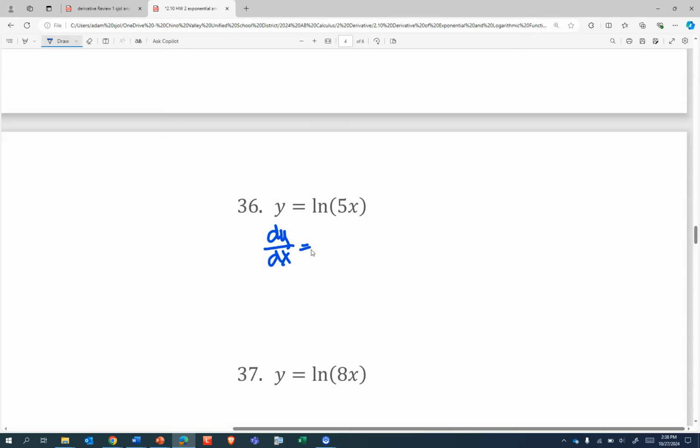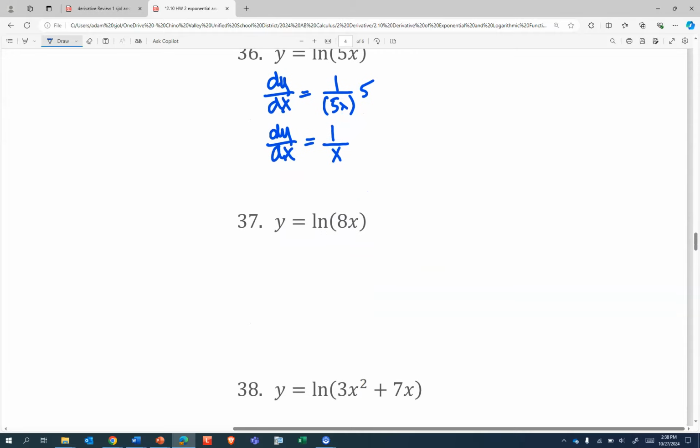All right, much easier. Derivative of natural log of 5x is going to be 5 over 5x. Sorry, 1 over that input, which has a rate of change of that input. So we do get 1 over x. The derivative of natural log of 8x is going to be 1 over x as well. 1 over the input. That input is 8x. Chain rule times 8.